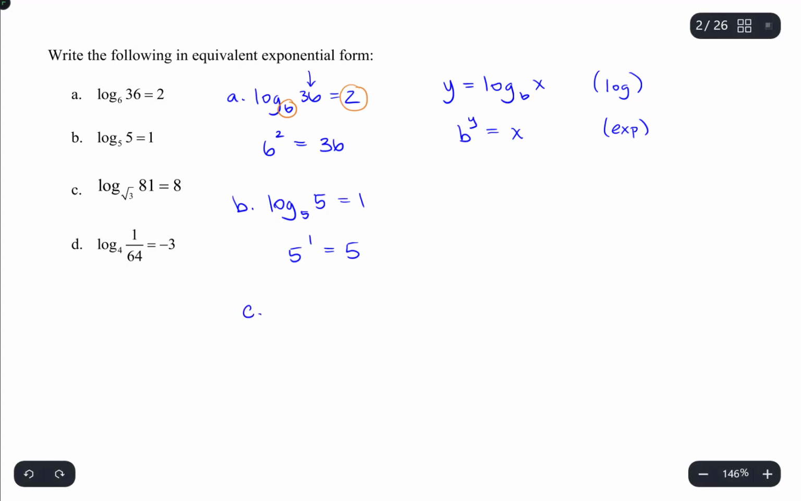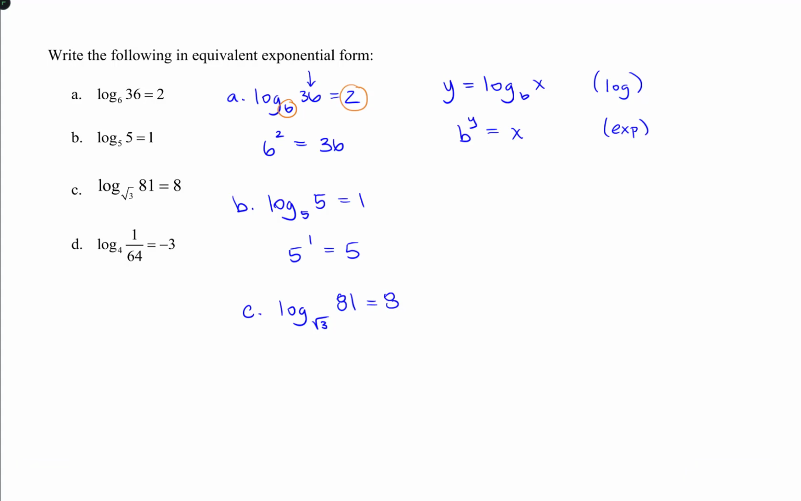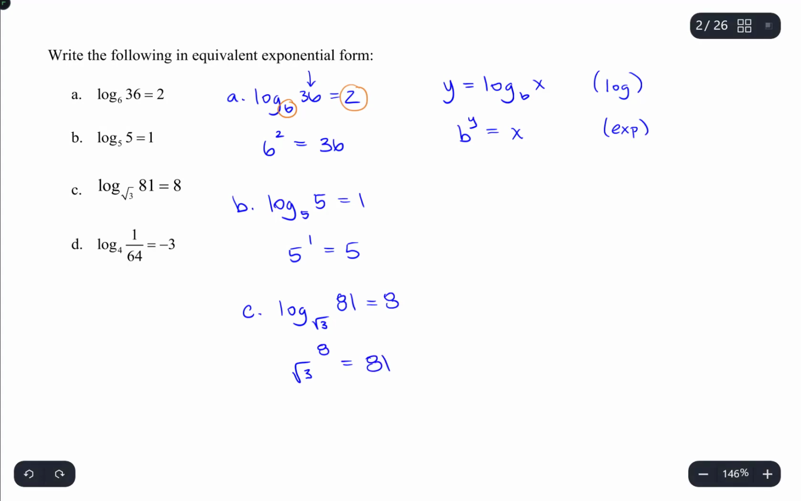In part C, it's looking like things are getting a little bit trickier. Here I have a base that's a square root, and the numbers here are a little bit larger, but I think the result's going to work out just the same. We just follow our mapping. The base of our exponential is the base of the logarithm. We raise it to the result of the logarithm, and that should be equal to the argument. If you wanted to check this one on your calculator, you absolutely could.